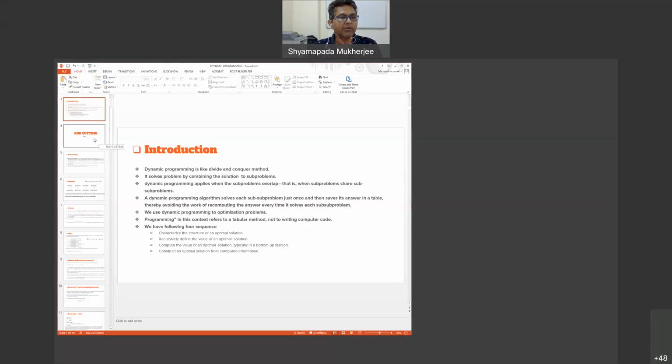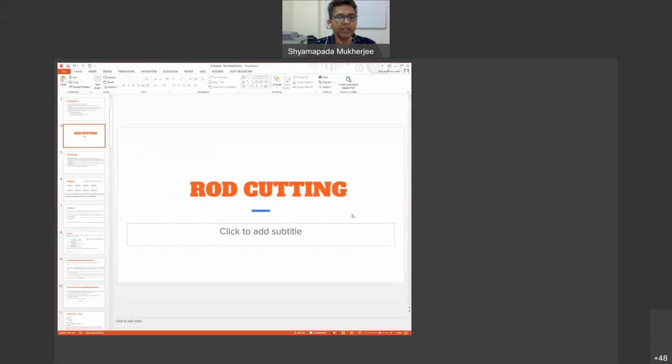So we'll start with the rod cutting problem, which will help us understand the different steps, or the different properties a problem must have when we can apply dynamic programming to find the solution. Rod cutting is such a problem, and we'll see how the dynamic programming concept is used to get an optimal solution.